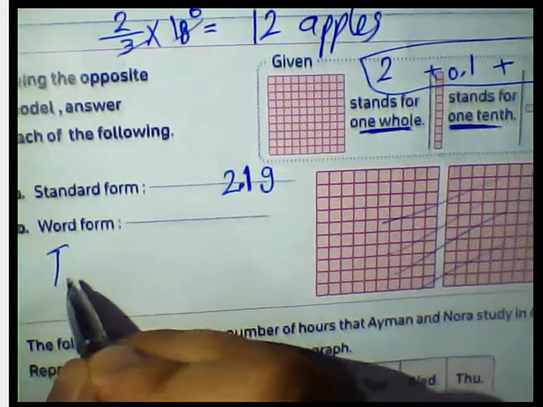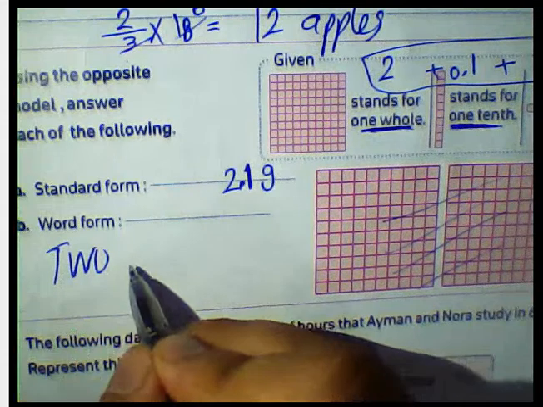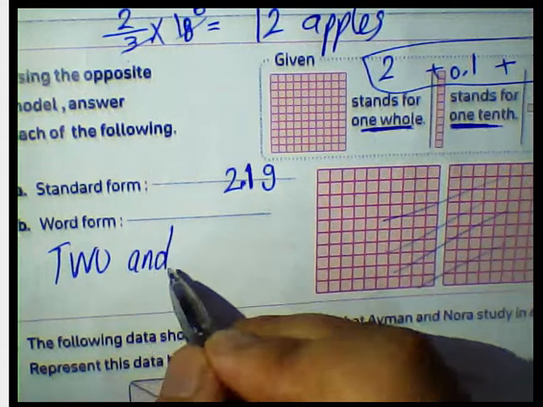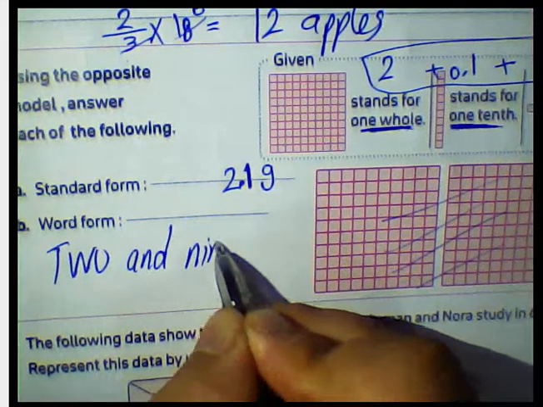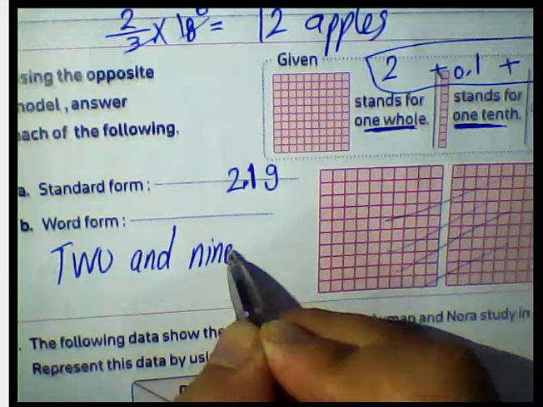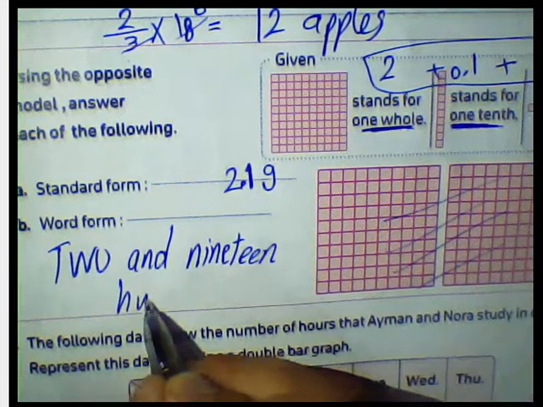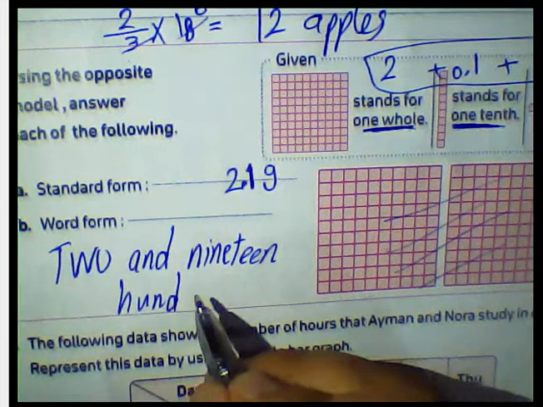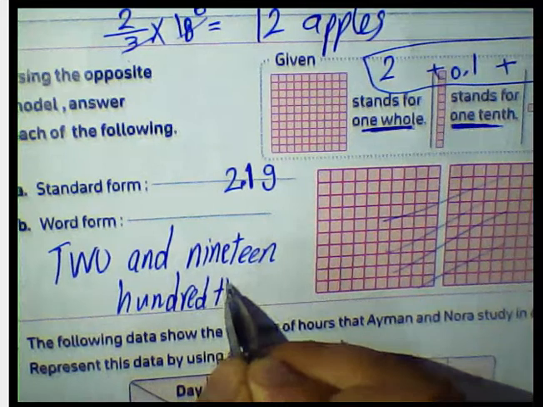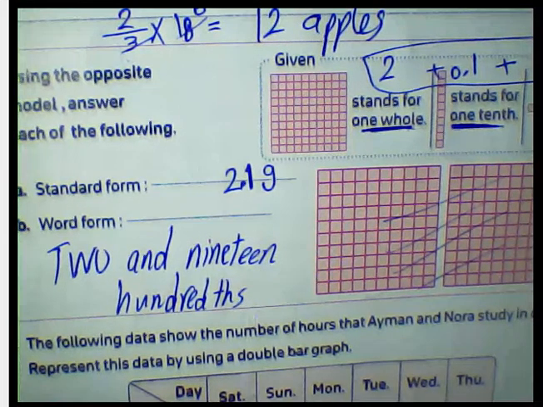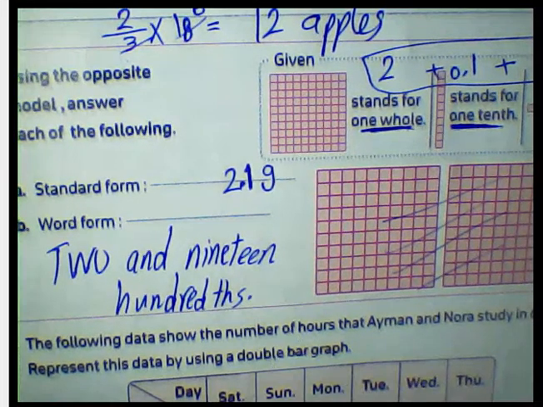We can write the word form: 2 and 19 hundredths. Okay, 2 and the what? 19 hundredths. 2 and 19 what? Hundredths. It's okay.